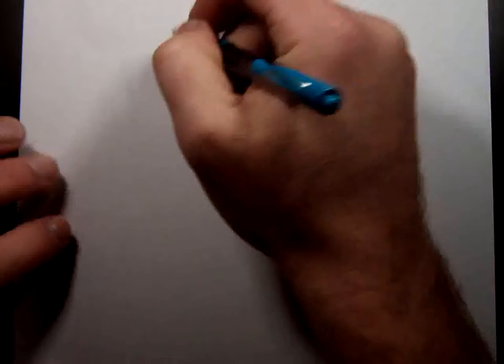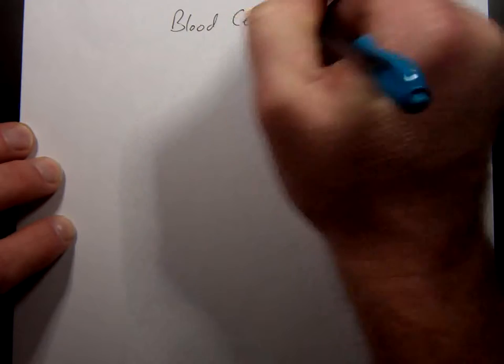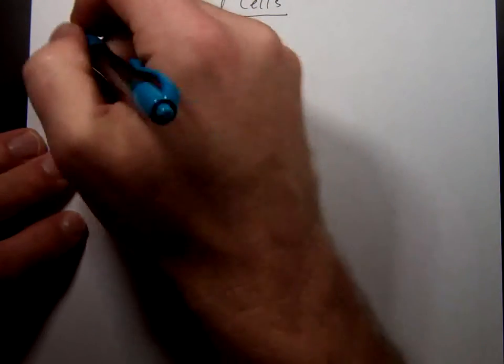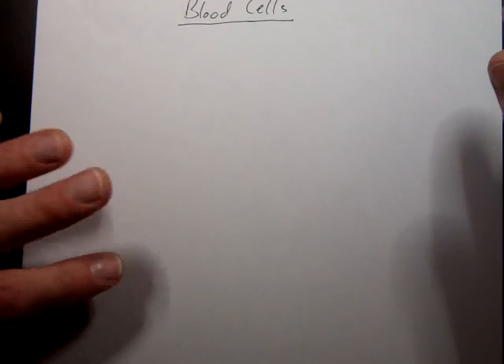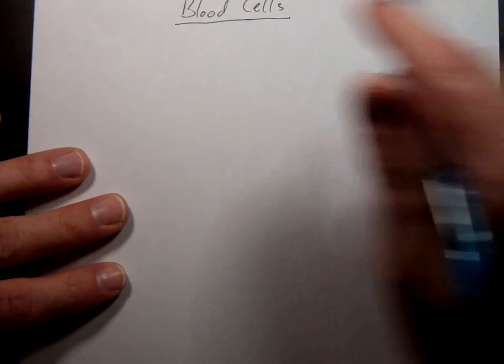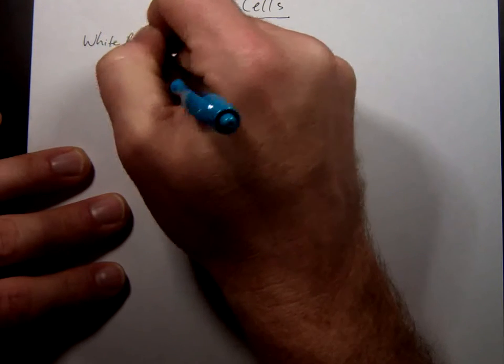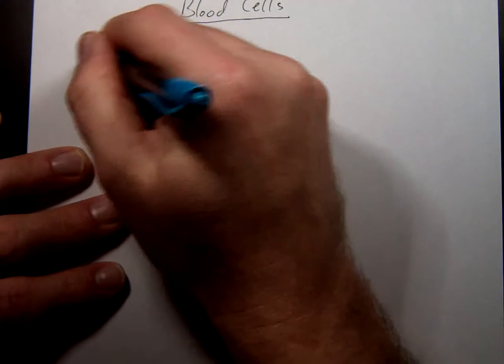Title of this lecture is Blood Cells. Now, we had some information about blood cells already, namely the 3 types of blood cells, which you should already know. What are they? White blood cells, red blood cells, and platelets.